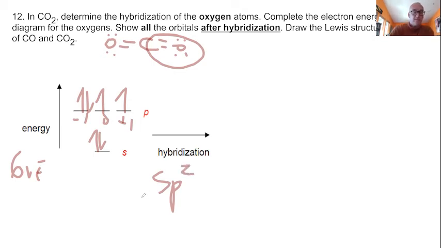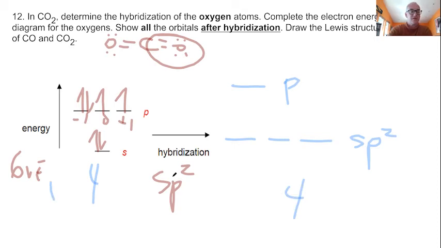When I take the s and 2 of the p's, I get 3 sp2 orbitals, and I get 1 p left over. So here's my 1 p left over. Same number of orbitals: I had 4 over here, I've got 4 over here. I've got 6 electrons over here, and I'm going to have 6 electrons over here.